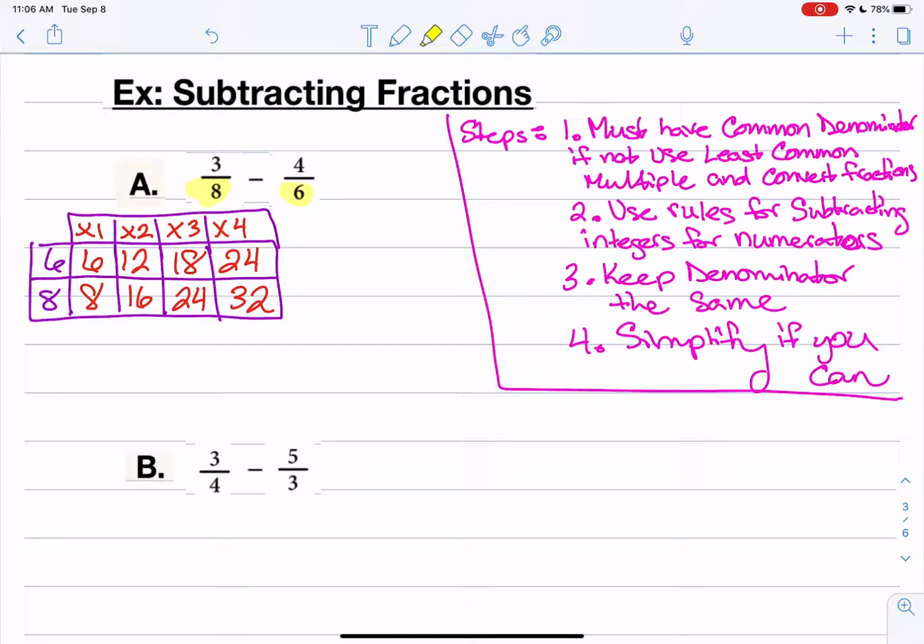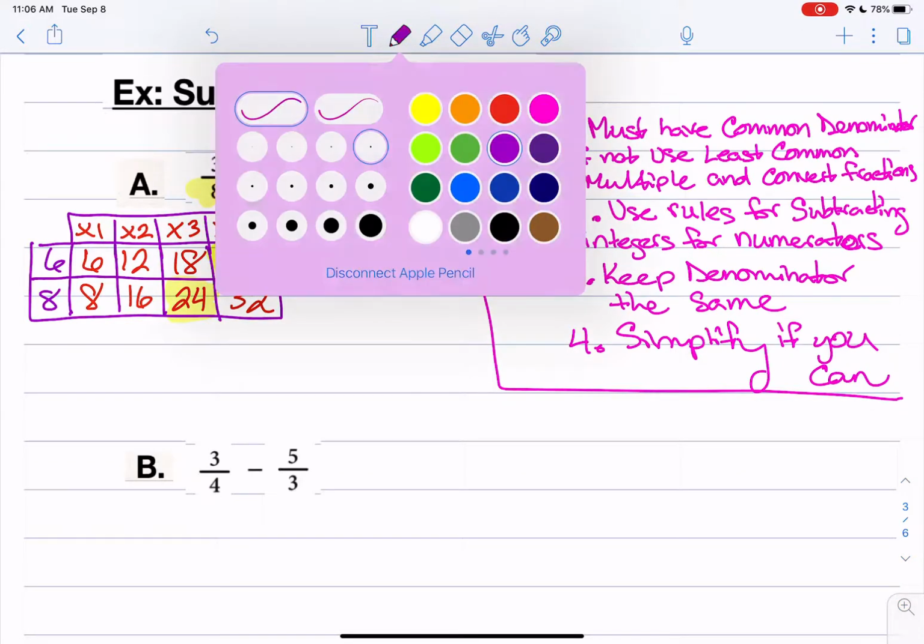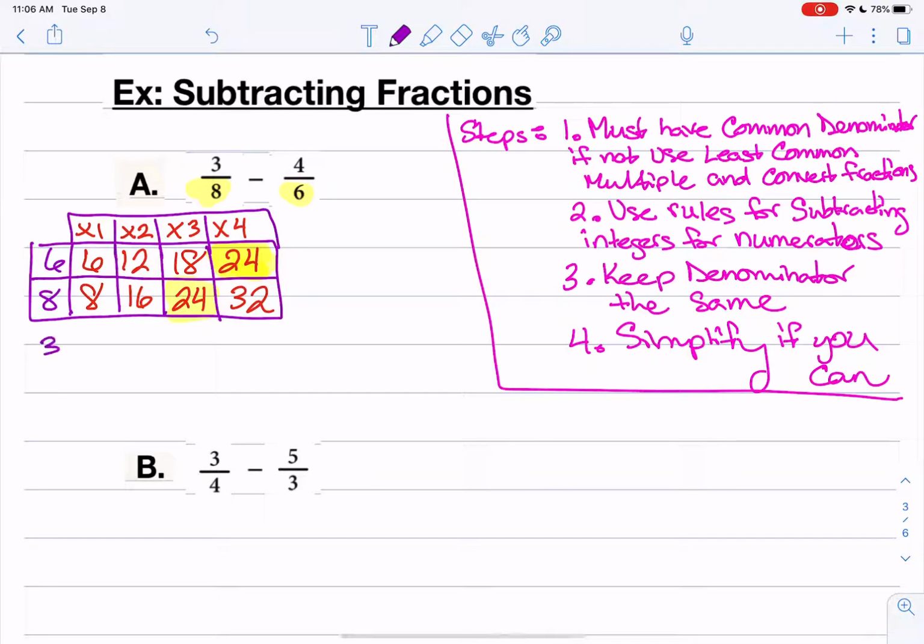Now I'm going to look at my chart and see, do I have a number in common, meaning the same, that both 6 and 8 go into? And we're looking for the smallest one. So, yes, we have 24 for 6 and 24 for 8. So that's now going to be my common denominator. So that means I have to change 3/8 so that it has a 24 on the bottom, and I have to change 4/6 so that it has a 24 on the bottom.